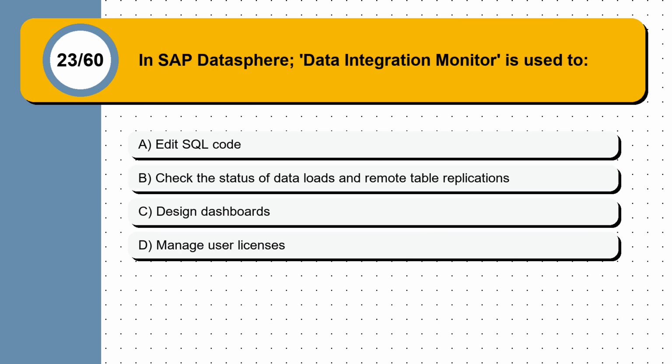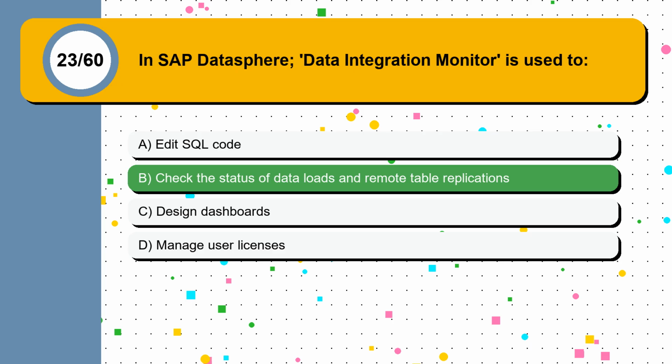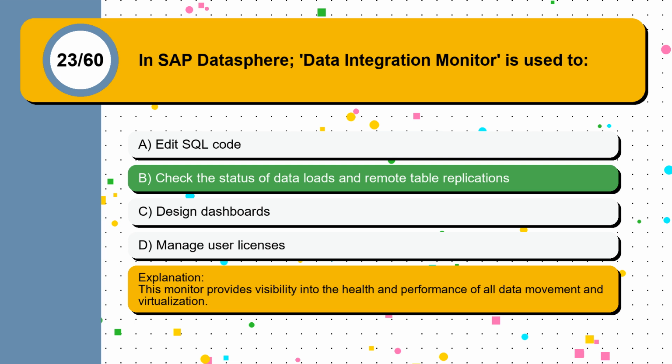Question 23. In SAP Datasphere, Data Integration Monitor is used to: Option A. Edit SQL code. Option B. Check the status of data loads and remote table replications. Option C. Design dashboards. Option D. Manage user licenses. The correct answer is option B. Check the status of data loads and remote table replications. This monitor provides visibility into the health and performance of all data movement and virtualization.